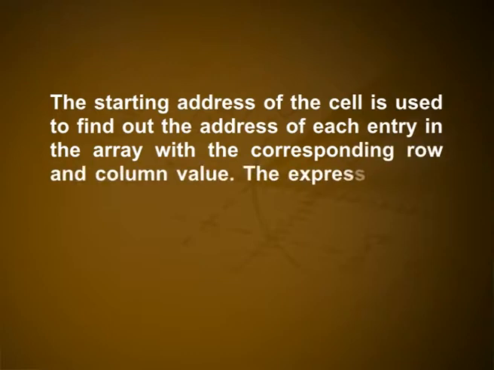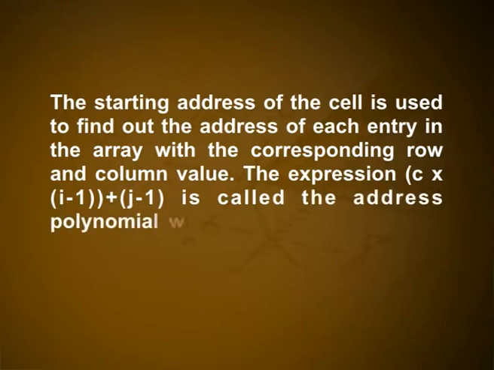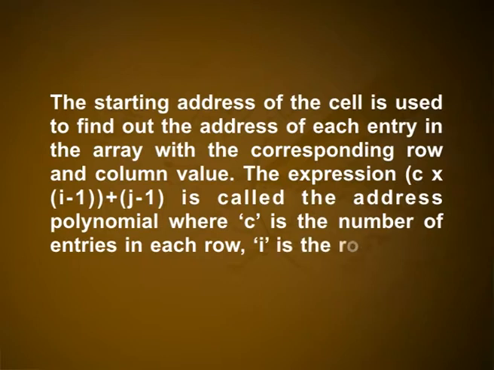The expression C into (I minus 1) plus (j minus 1) is called the address polynomial, where C is the number of entries in each row, I is the row and j is the column. This is added to the starting address of the entry in the ith row and jth column.